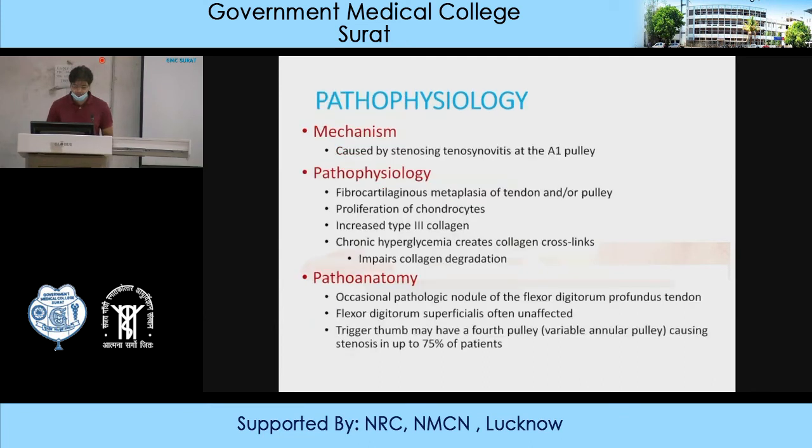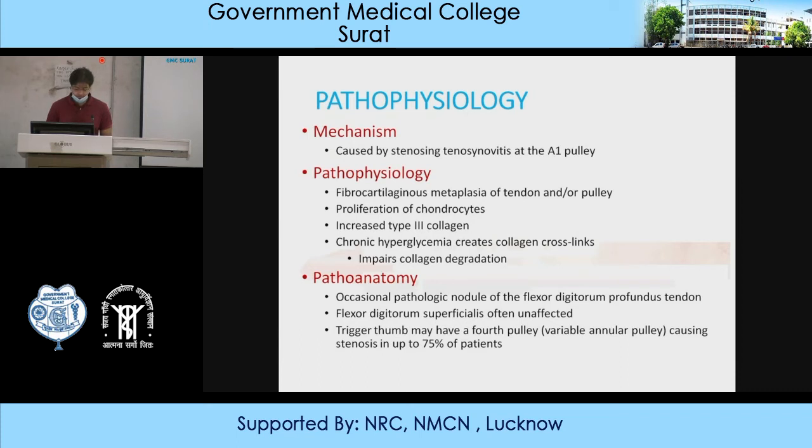If we see the pathophysiology, the mechanism is stenosing tenosynovitis at the A1 pulley, as I already mentioned. The pathophysiology is fibrocartilaginous metaplasia of the tendon and/or the pulley. There will be proliferation of chondrocytes, increased type 3 collagen, and chronic hyperglycemia that creates collagen cross-links, which impairs collagen degradation.